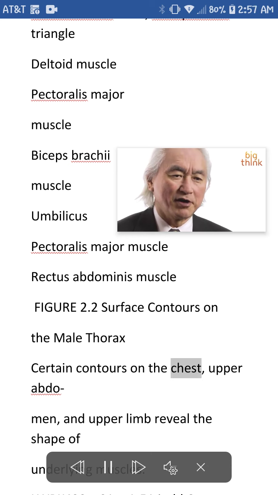Certain contours on the chest, upper abdomen, and upper limb reveal the shape of underlying muscles.